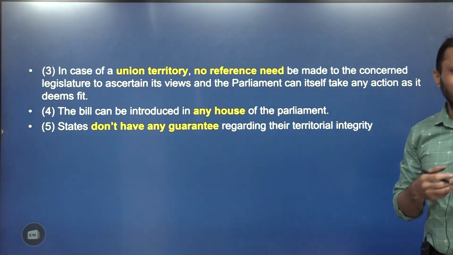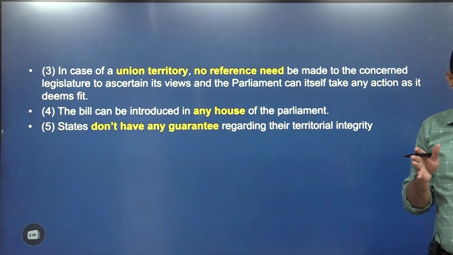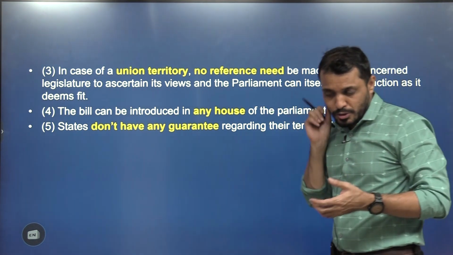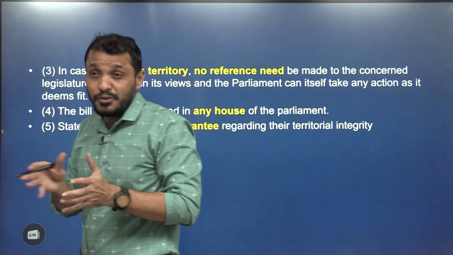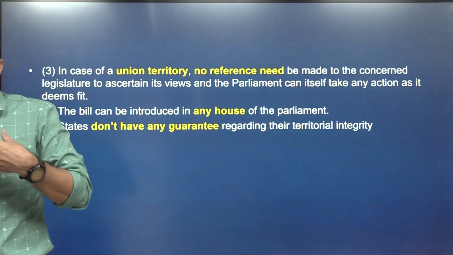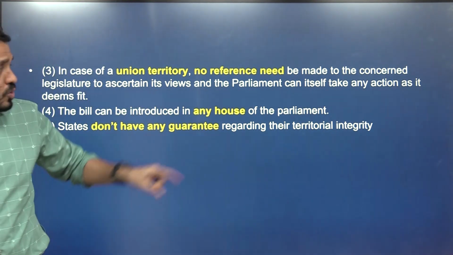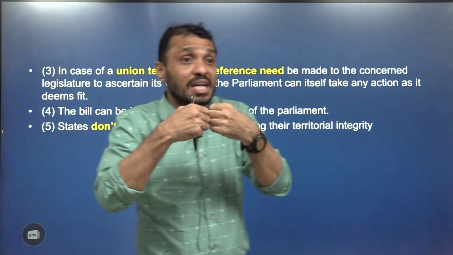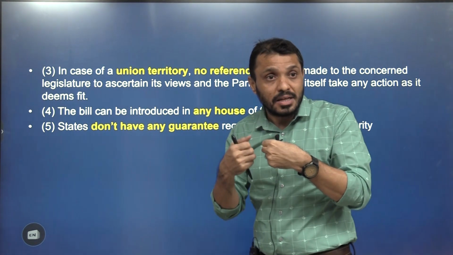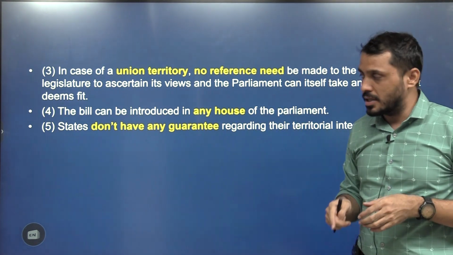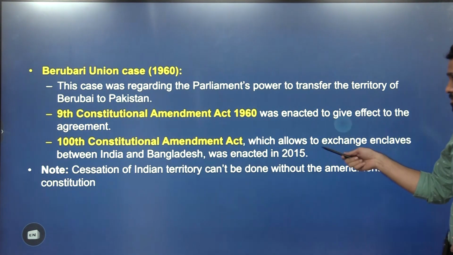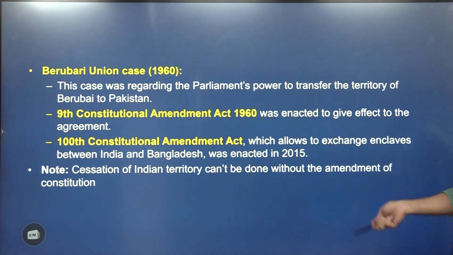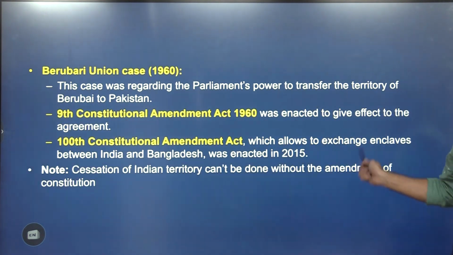So states have a very marginal level of protection. In the case of UTs, if you want to change some areas in Delhi or in Ladakh, the bill is forwarded straight to Parliament. You don't even ask their assembly, because UTs enjoy less federal autonomy compared to states. That you have to understand. Okay. This I already told you, states don't have any territorial integrity. In the Berubari case we already discussed, and the 100th Constitution Amendment also we discussed.